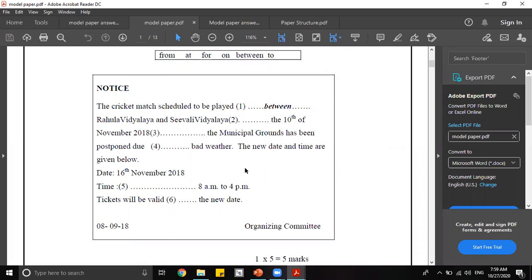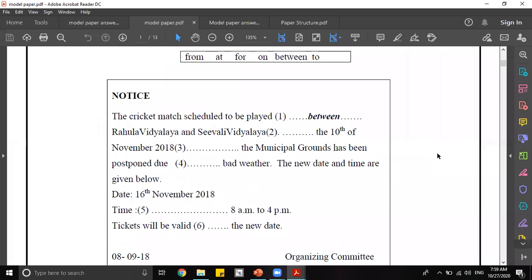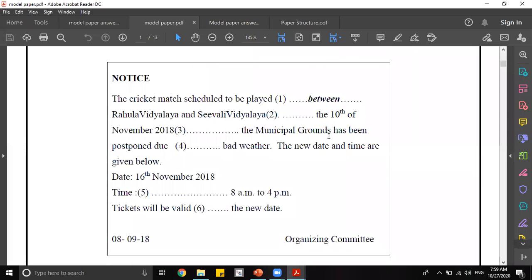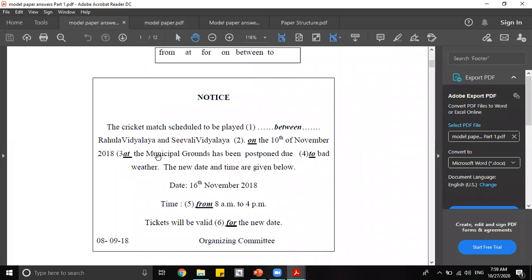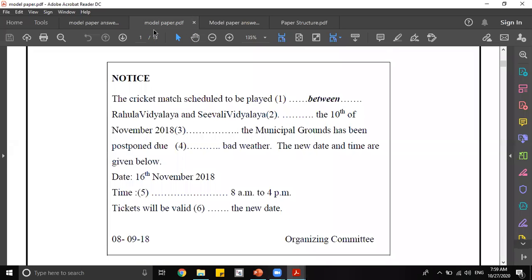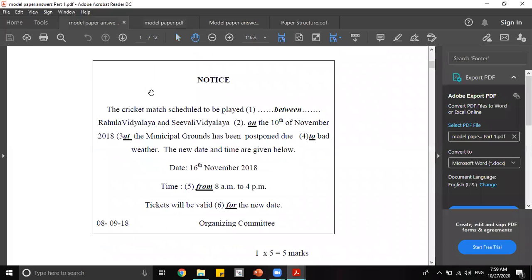Okay, so they have mentioned 2 schools. When a cricket match is played, normally it is played between Rahula Vidyalaya and Sivali Vidyalaya. It's normal, right? Like we are playing between 2 schools. Again, blank on the 10th of November.